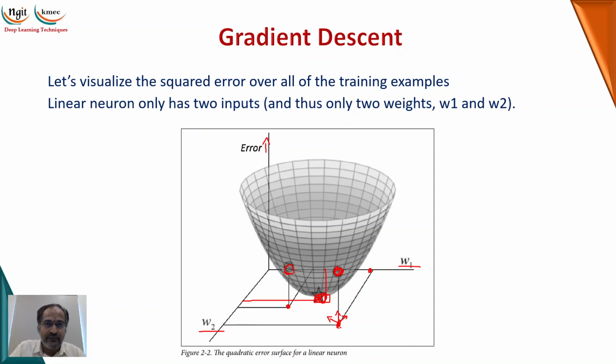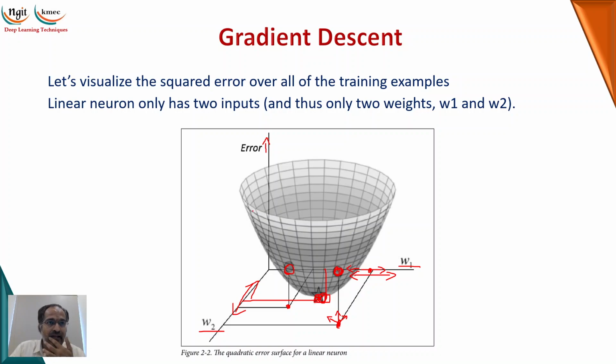And W2 is also here, so where we have to move the W2 point, whether to this side or that side. W1 can be moved to this side or this side, so what is the direction you want to move? The direction will be decided by this gradient. W2 also, whether you want to move this way or that way, will be decided by the gradient.